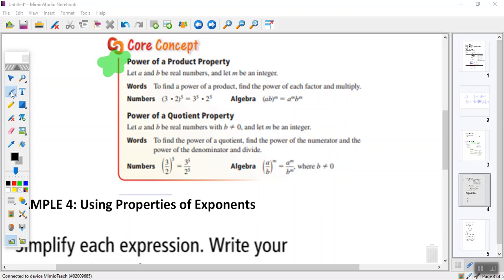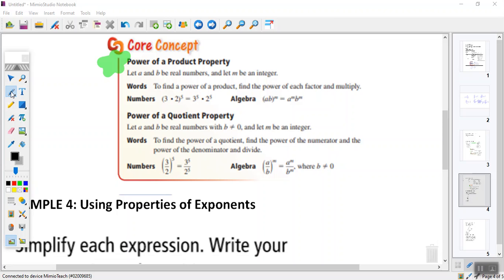It says let A and B be real numbers and let M be an integer. It says to find a power of a product, find the power of each factor and multiply. This is simply saying, guys, you know that 3 times 2 would be what? 3 times 2 would be 6. So this is like 6 to the 5th.